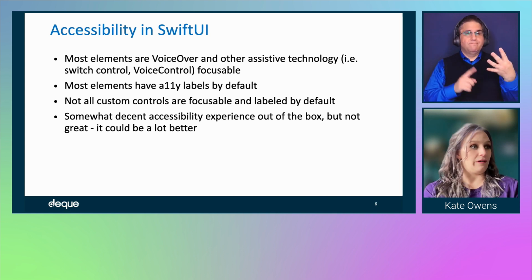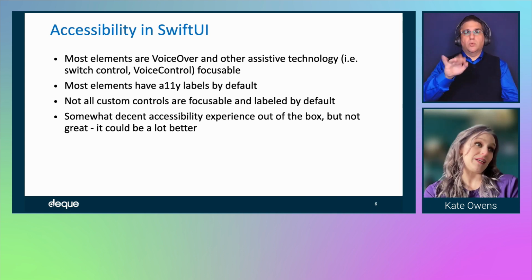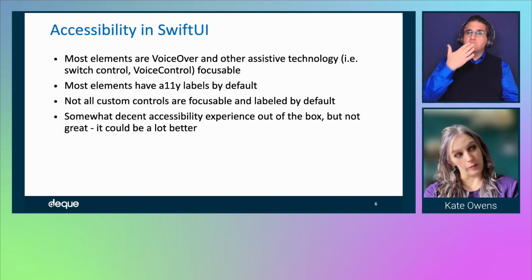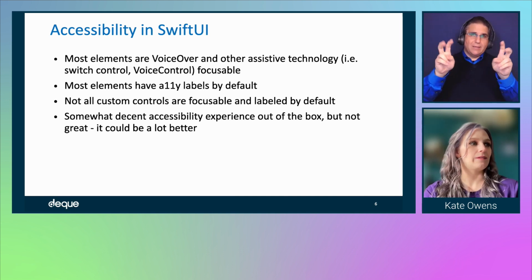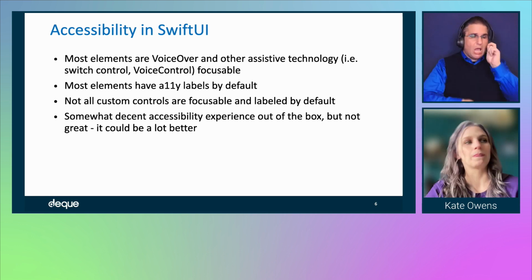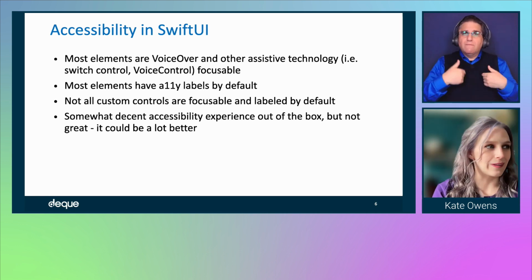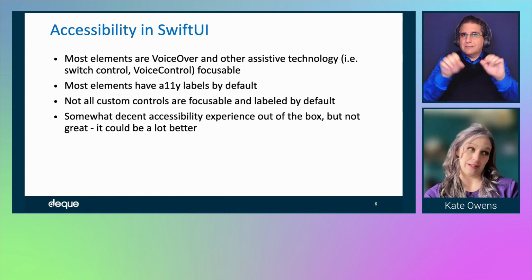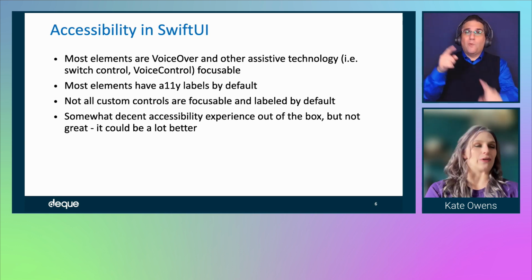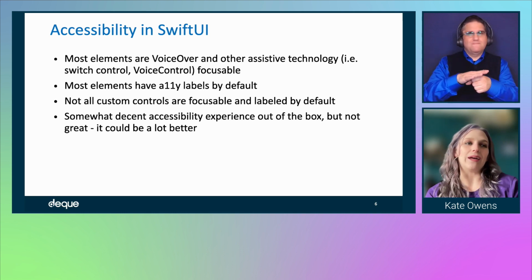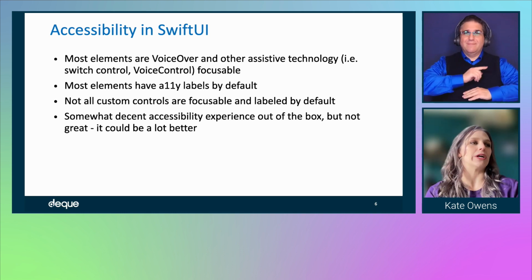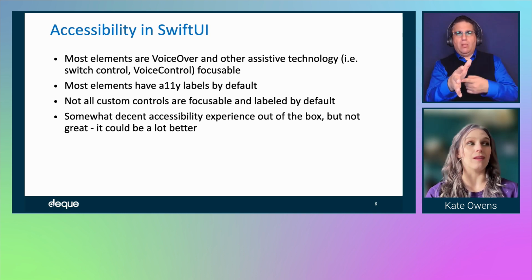SwiftUI does offer a somewhat decent accessibility experience out of the box. So not a ton of heavy lifting and you get decent accessibility. But the important thing here, and I can't emphasize this enough, is that decent is not great. We do not want to just have a decent, okay accessibility experience. We want it to be great. We want it to be a lot better.